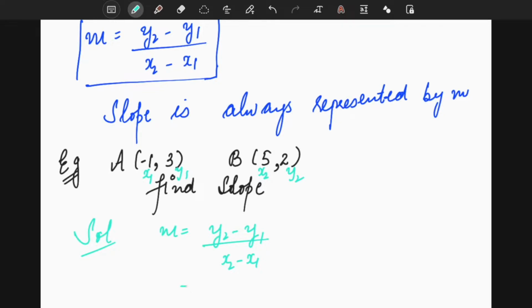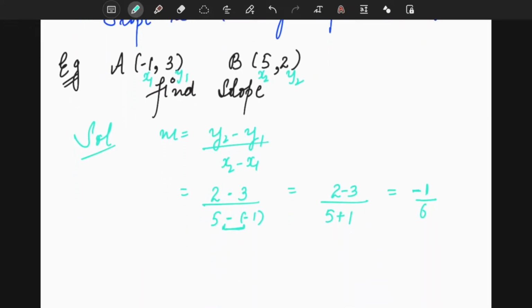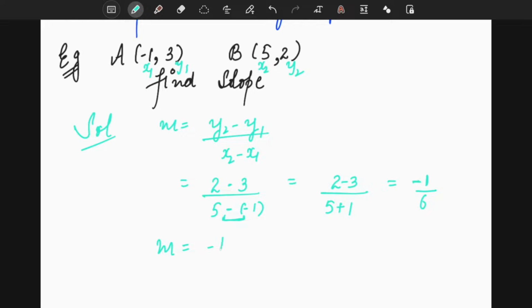Now put the values in the formula. Our y2 is 2, y1 is 3, and x2 is 5, and minus, and this is minus 1. 2 minus 3 over 5. When minus minus comes in the product form, it will become plus. So 2 minus 3 is minus 1, and this is 6. So our slope is minus 1 over 6. This is the answer.